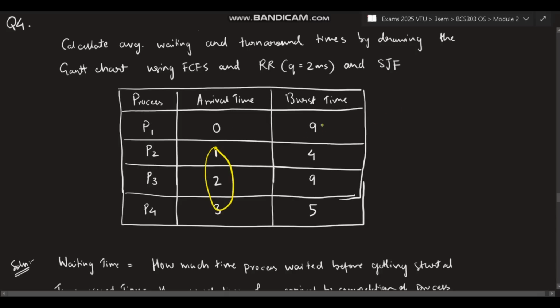So P1 had already started executing and these came after that, so we will put them on hold. You got the point. So P1 got executed for 9 seconds. After that, these three are present, and the shortest time is P2, so P2 will execute next. First P1 got executed, then P2. After that, a comparison will be made. P4 is smaller, so P4 will execute. After that, at last P3 will execute.